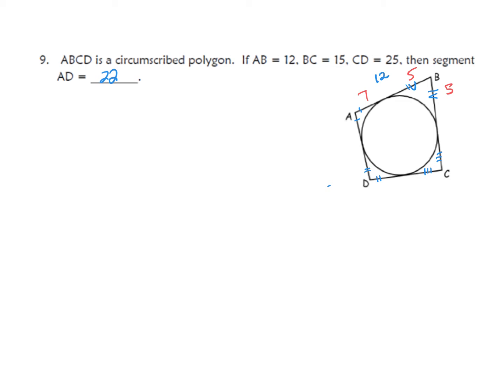Oops, I erased too much. BC was 15, CD is 25. Okay, so now BC, the whole thing is 15. This part has to be 10. Carry it around, that has to be 10. DC has to be 25. So if I know 10, this has to be 15, 15, and this is 7. So again, I have a total of 22.